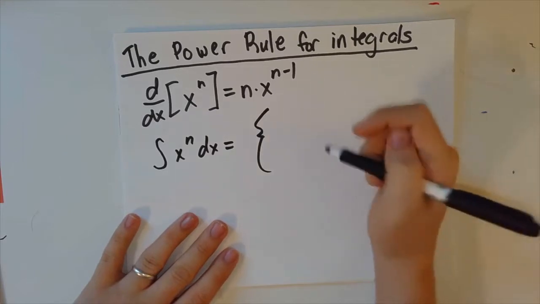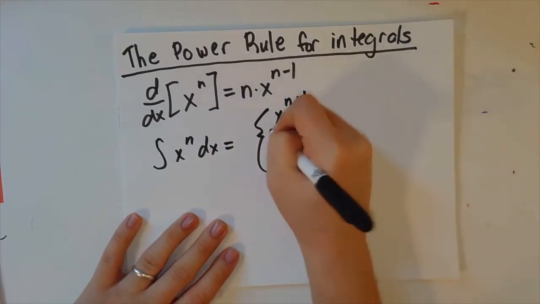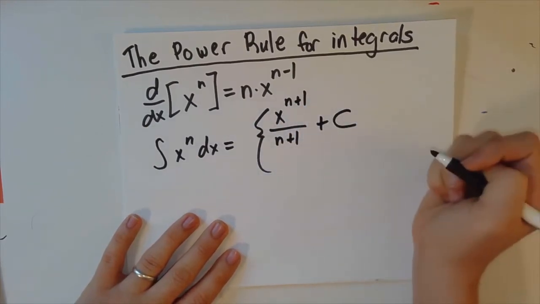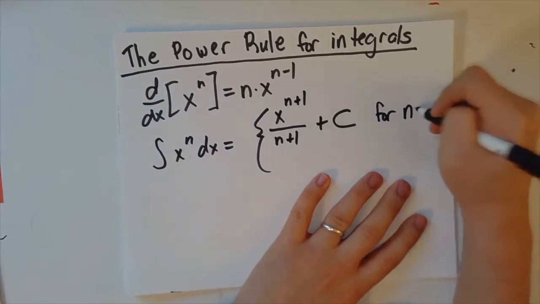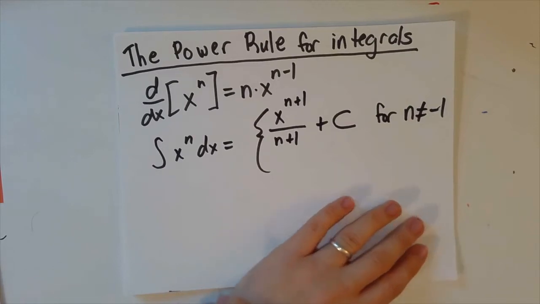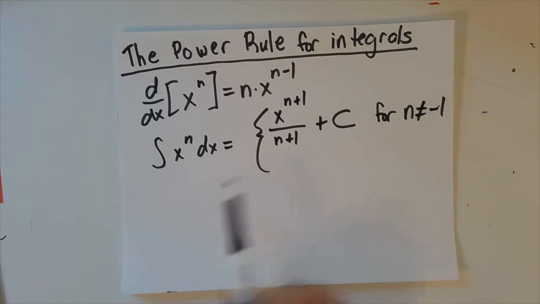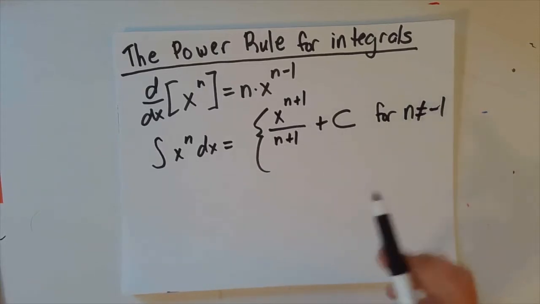Okay. And so normally what you get is x to the n plus 1 divided by n plus 1 plus c. In fact, you get that as long as n is not exactly minus 1. And so if you think about last time when we did the integral of x squared, we got x cubed over 3 plus c. That's exactly what happens here.